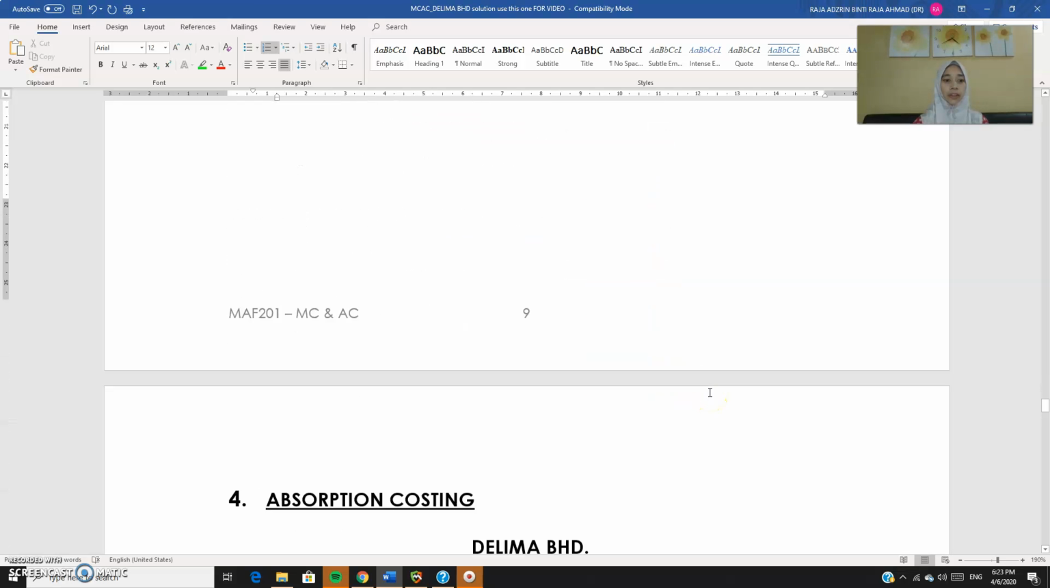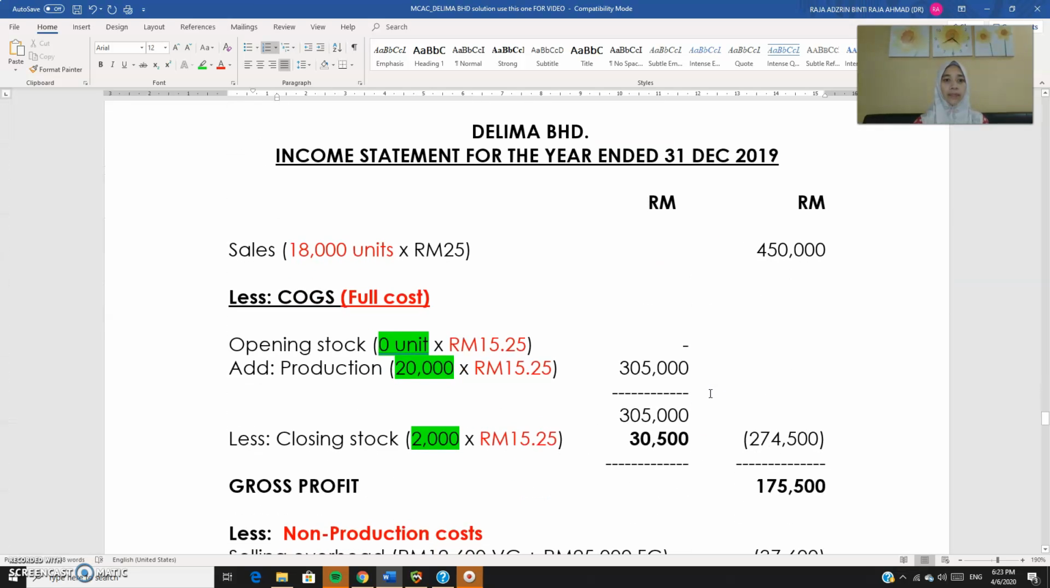Okay. So you prepare your absorption costing. So income statement for the year ended 31st December 2019. So you start off with your sales. Here, your sales is 18,000 units times your 25 ringgit per unit gives you 450,000 ringgit.